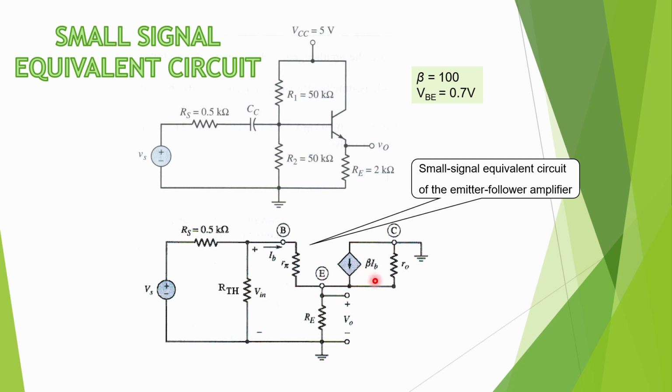Vs is applied here, the resistance Rs is connected here, and the coupling capacitor will be a short in the AC analysis. R1 parallel R2 is the RTH across here, and the collector is connected to ground. The output terminal will be across the emitter. Hence this is the small signal equivalent circuit of the common collector amplifier.